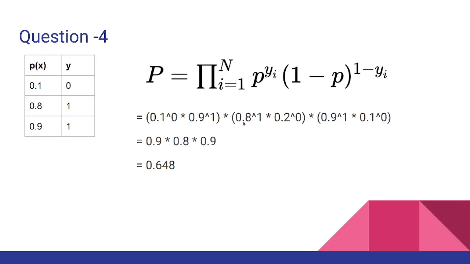Similarly, for the second point, it is 0.8 to the power yi, which is 1, into 0.2, because 1 minus 0.8 is 0.2, to the power 1 minus 1, which is 0. Similarly for this. If we simplify those, 0.1 to the power 0 is 1, multiplied by 0.9 is 0.9, similarly 0.8, 0.9, and if we multiply those, it will be 0.648. So this is how we calculate likelihood. If anything is unclear in this solution, please let me know.